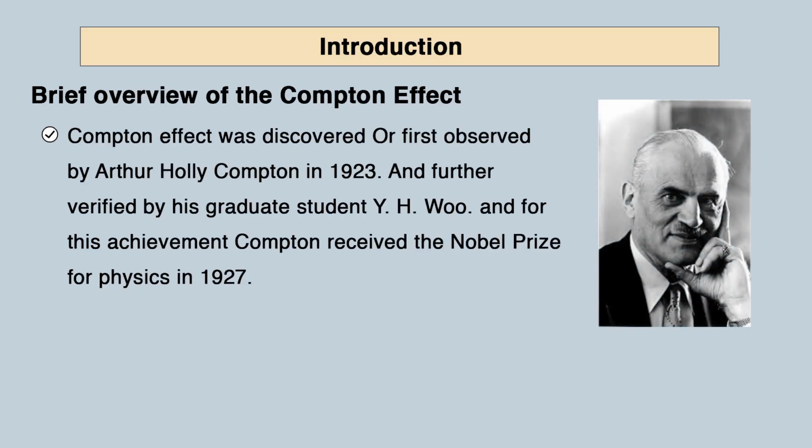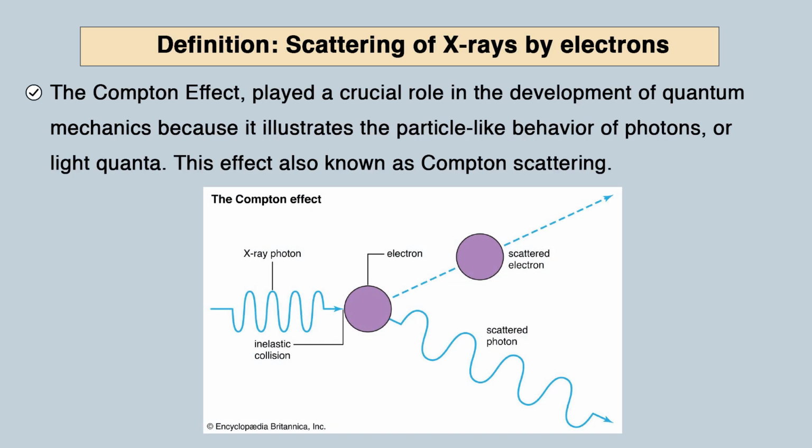First, I will discuss a brief overview of the Compton effect. The Compton effect was first observed by Arthur Hawley Compton in 1923 and further verified by his graduate student Y. H. Wu. For this achievement, Compton received the Nobel Prize for Physics in 1927. The Compton effect plays a crucial role in the development of quantum mechanics because it illustrates the particle-like behavior of photons or light quanta. This effect is also known as Compton scattering.